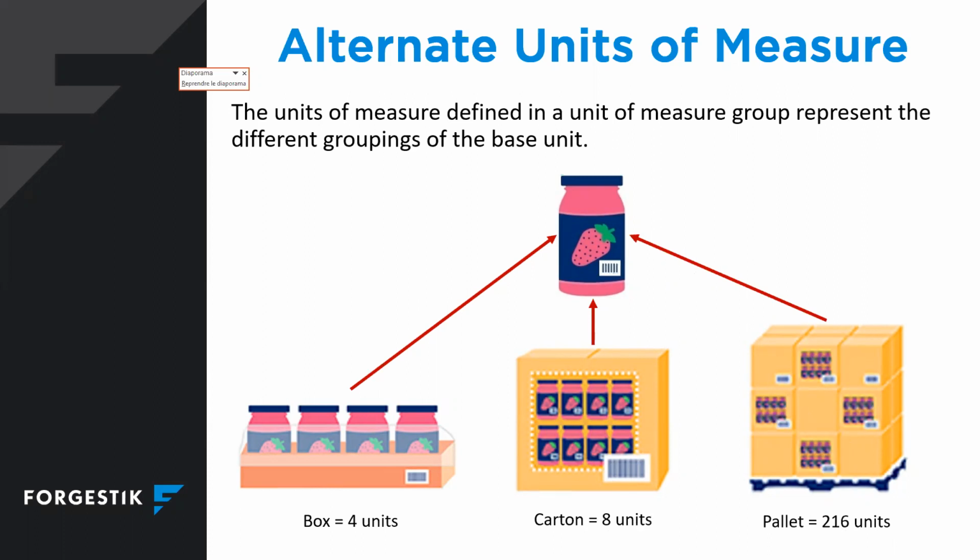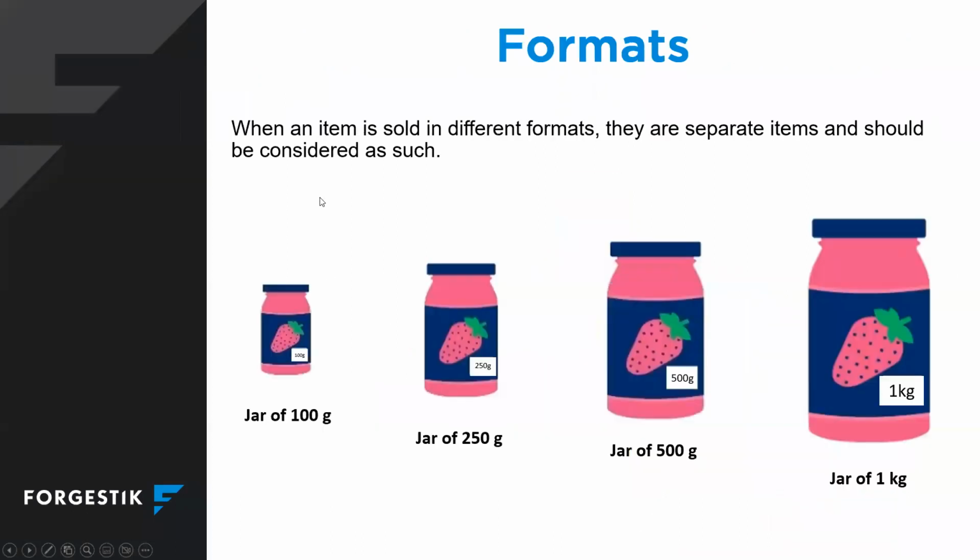Compared to what we call formats. So formats is the same, inside it's the same strawberry jam, but it comes in different sizes. So you have a 100 gram up to a 1 kilo jar, and these should be considered as different items. So it shouldn't be in a unit of measure group. These are different items. So units of measure are really packaging of the same item.